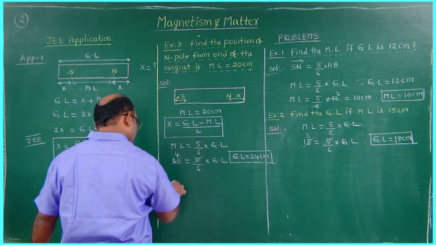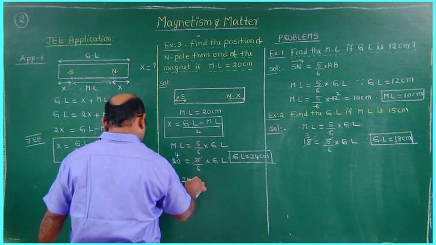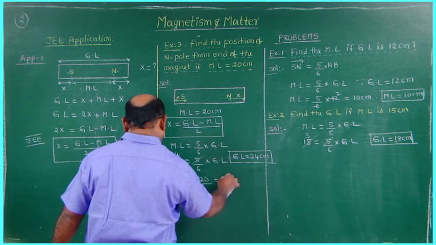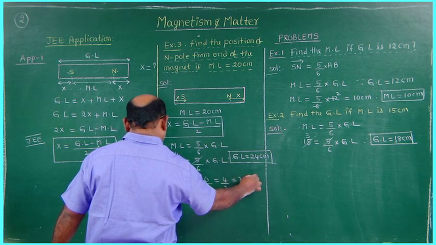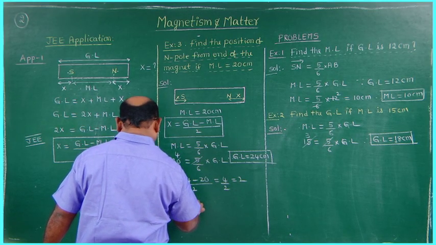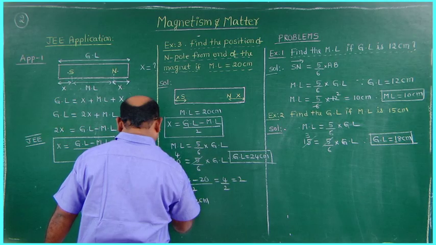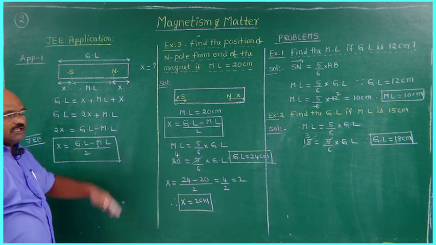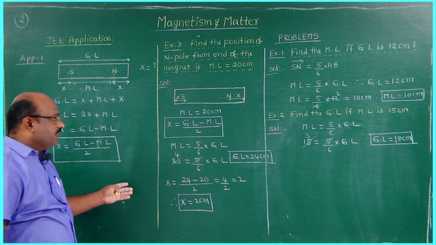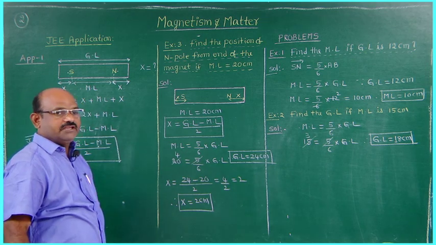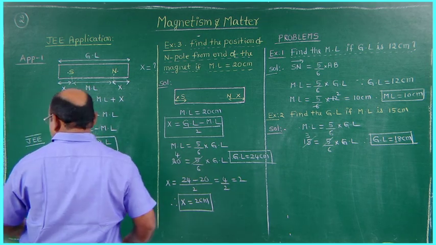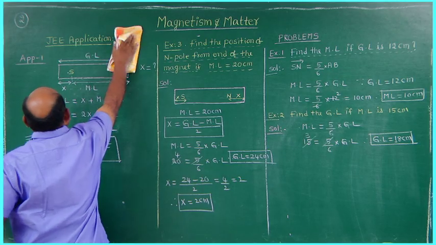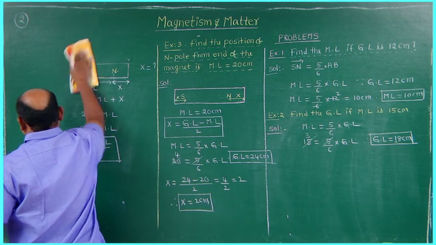Substitute here, x is equal to (24 minus 20) by 2, that is equal to 4 by 2, that is 2. So, x is equal to 2 centimeter. This is the position of the north pole from the end of the magnet. Like that we can solve the questions which are important for JEE Main as well as JEE Advanced. So, this is the topic regarding magnetic length and geometric length.